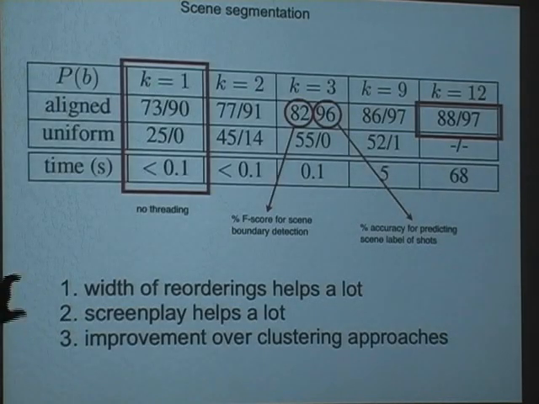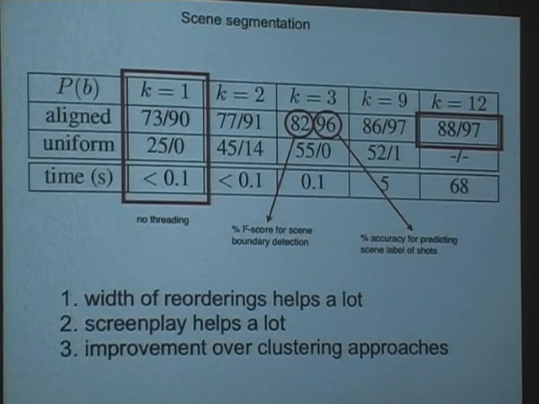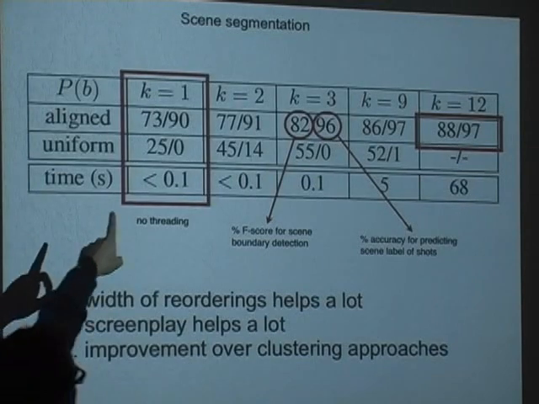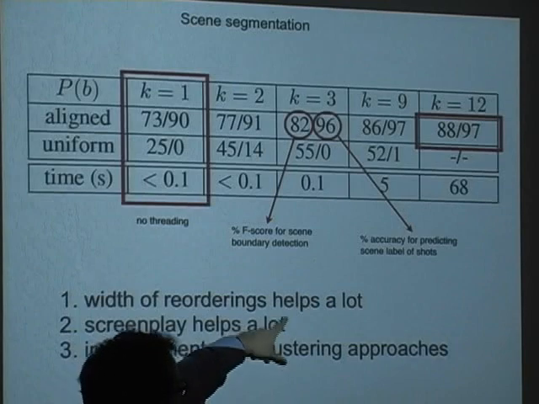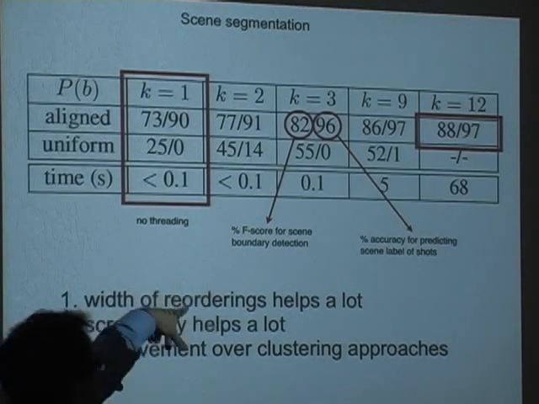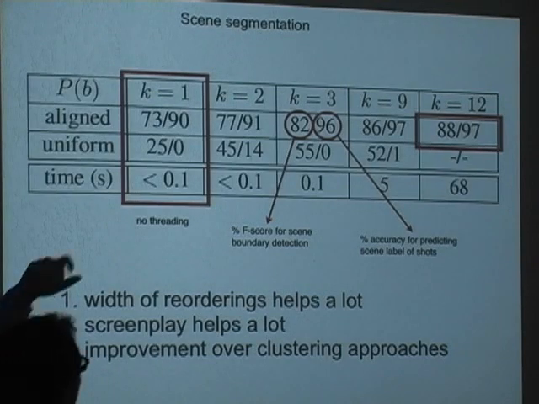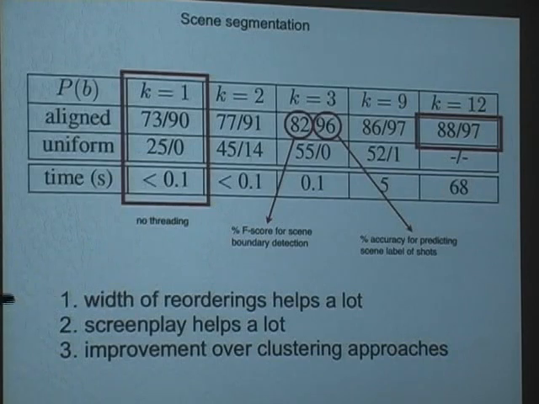The more interesting stuff is the scene segmentation with alignment. So what this table shows here is that the width of the reordering helps a lot. So we go from a width of k equals 1 to k equals 12, and we're plotting here the accuracy for predicting a scene label of a shot, for example, at the beach or in the jungle, and also the score for scene boundary detection, regardless of the shot label, the scene label. And those numbers, again, are monotonically increasing for larger width.